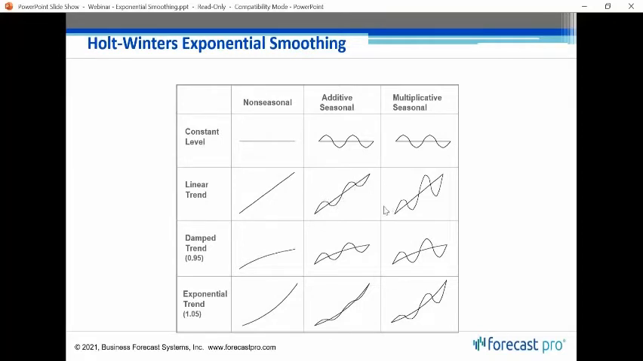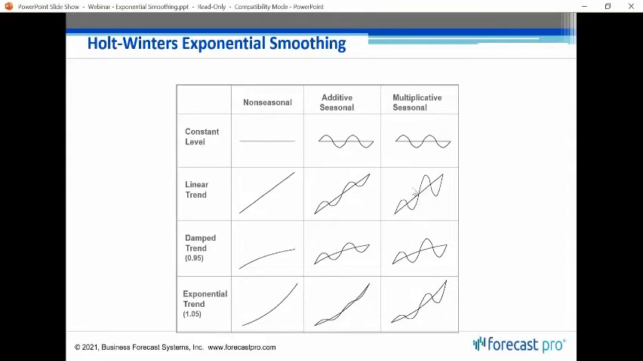The alternative to that is what's called a multiplicative seasonal pattern, and it's actually much more common and I think more intuitive. In a multiplicative seasonal pattern, the seasonality can be thought of as a percentage. We sell 20% more in December. We sell 10% less in February.